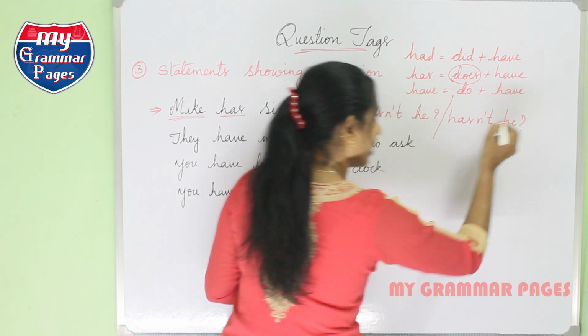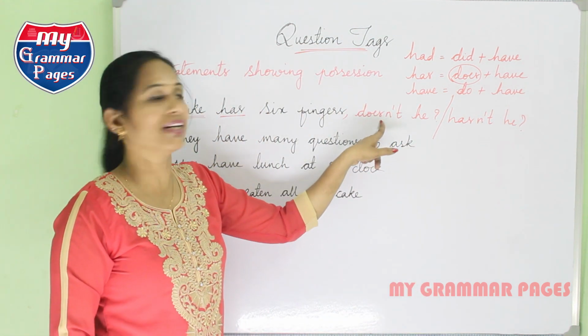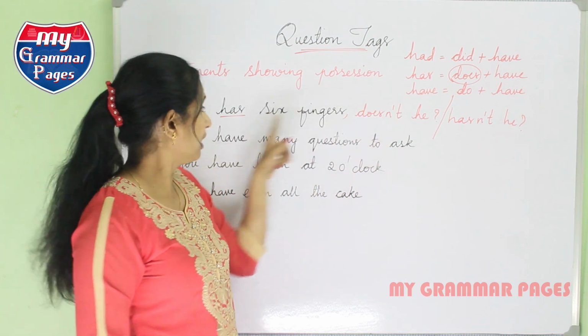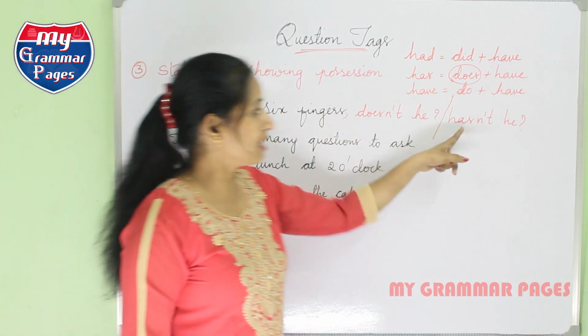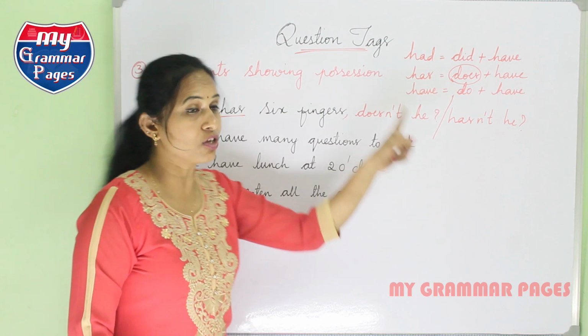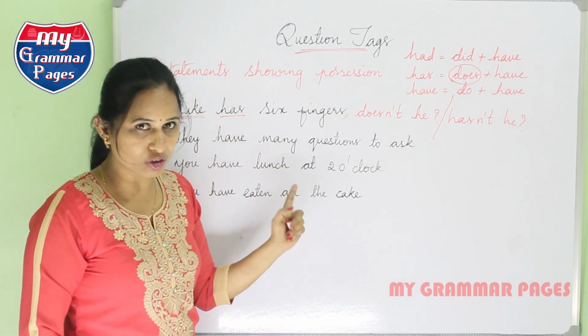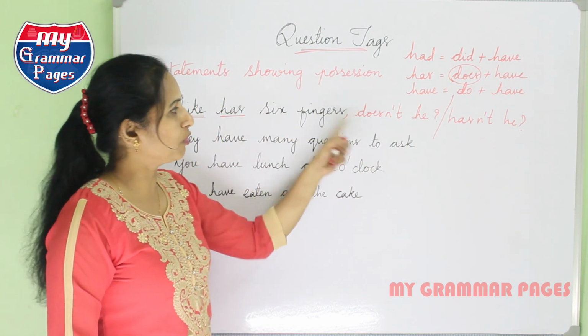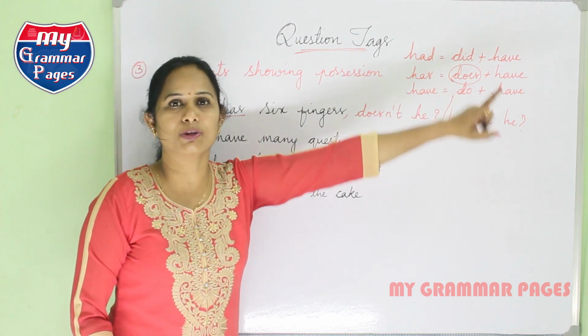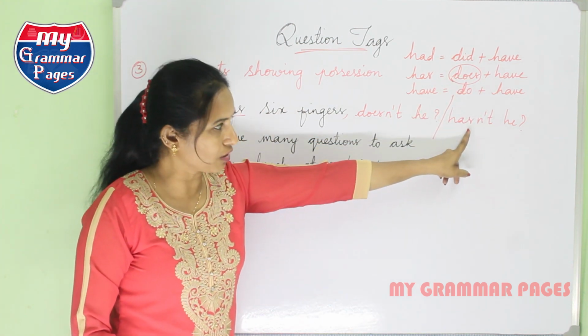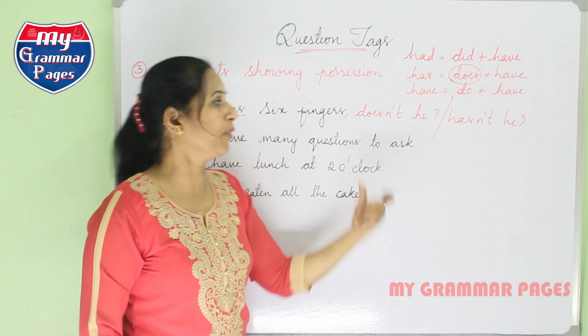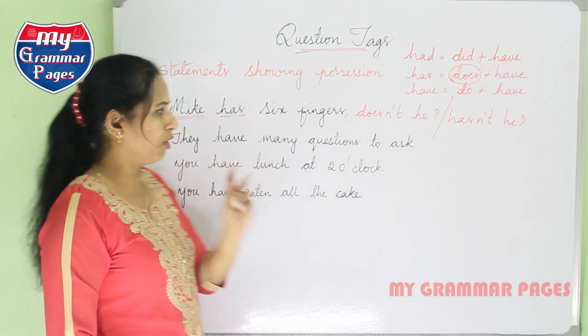This is also right. The most appropriate one is doesn't he, because if you write has, we are taking this has as an auxiliary verb, but here this is not an auxiliary verb. This is the main verb. That's why we have split this has into does plus have. So nothing wrong even if you write hasn't he, but the most appropriate one is doesn't he only.